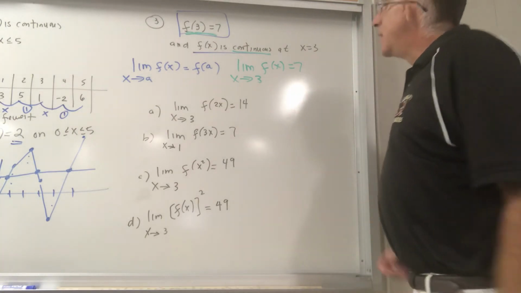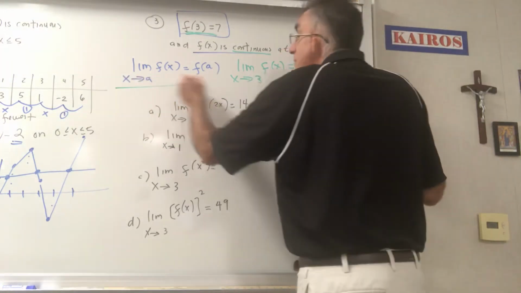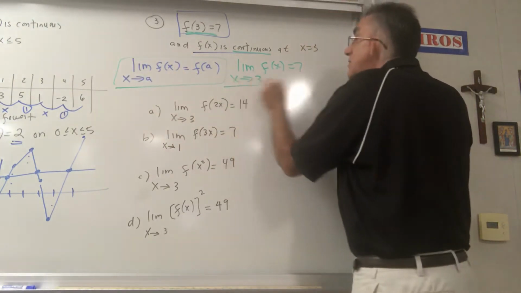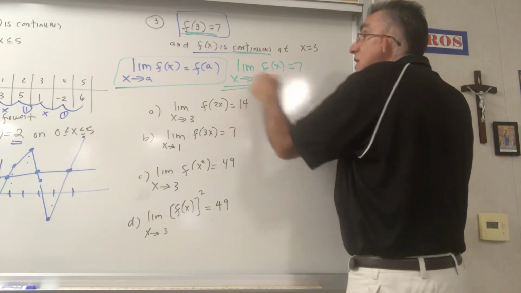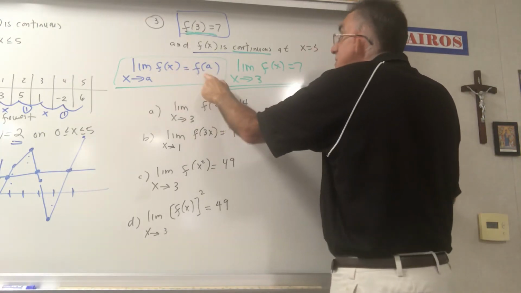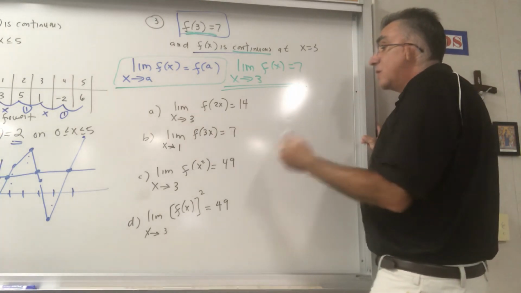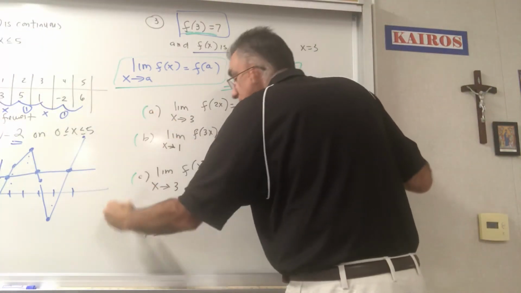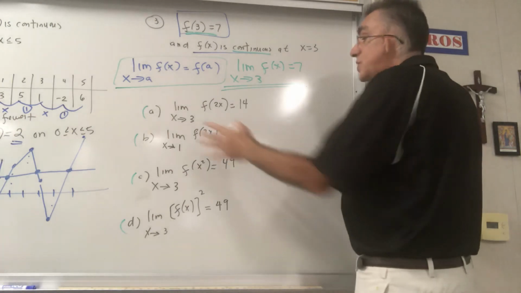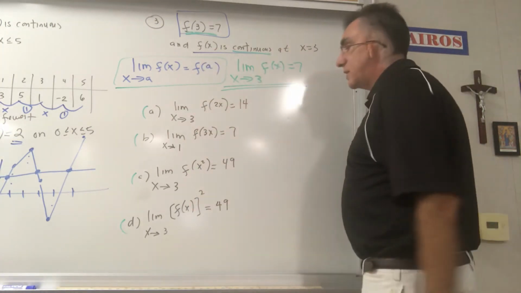So here's the deal. This is what it means to be continuous for us. Since I know the limit has to equal the function value, if the function value is 7, then the limit at 3 has to be 7. So let's check. Now the question is, which of these is true? I didn't write the directions down, but that's what it was.